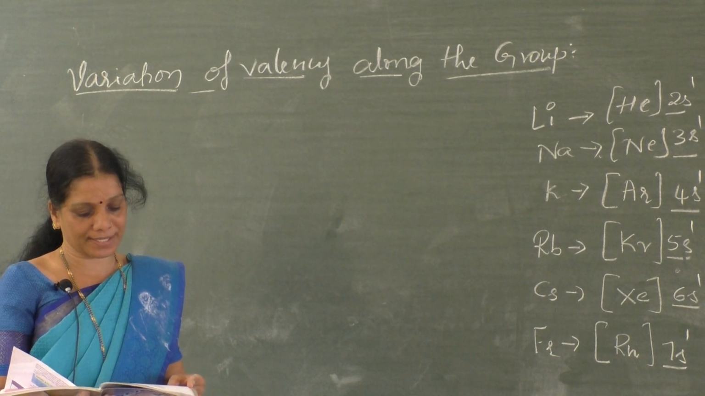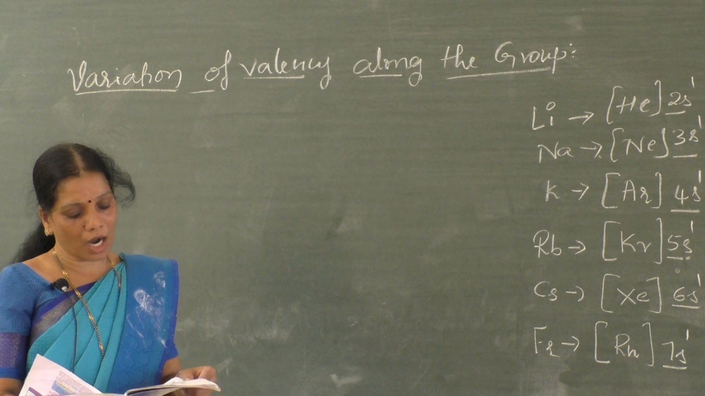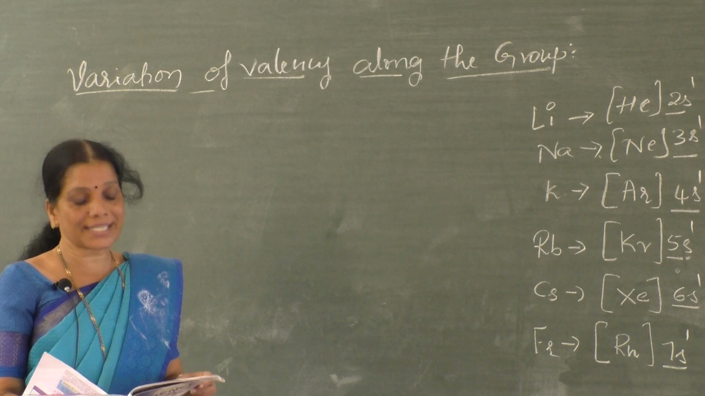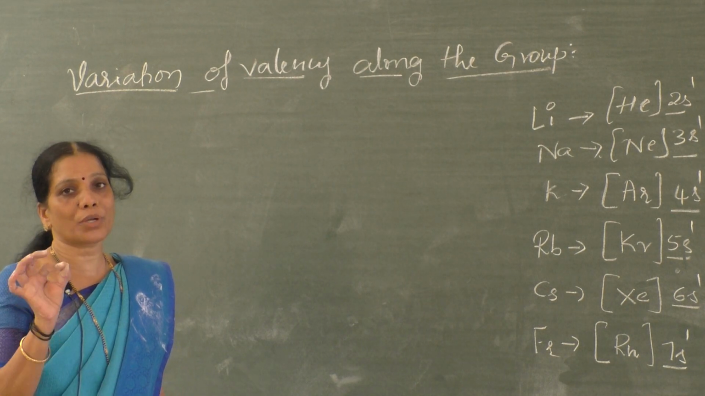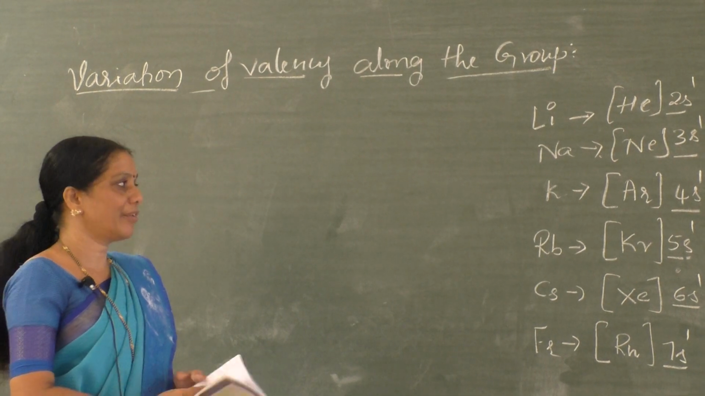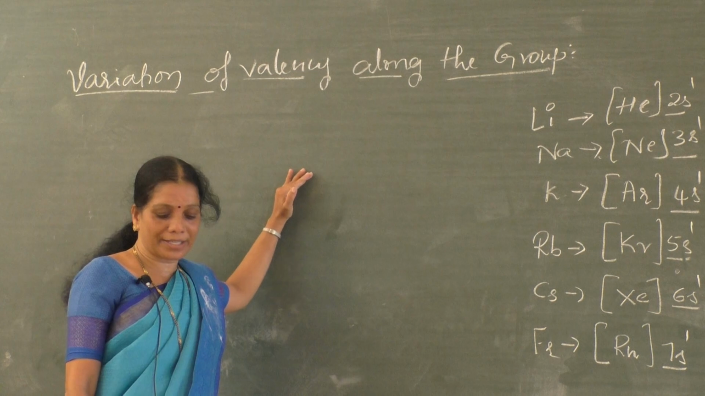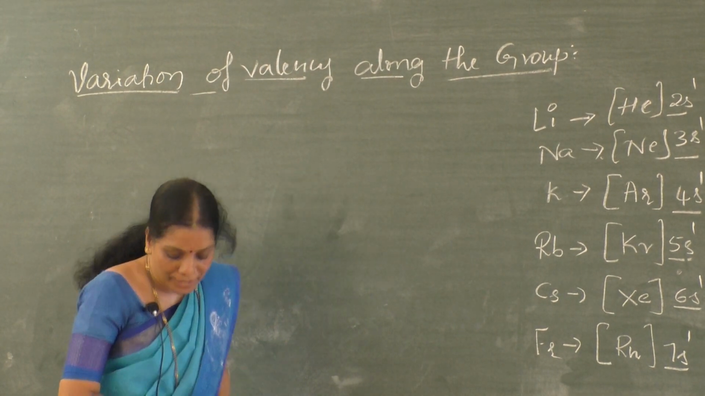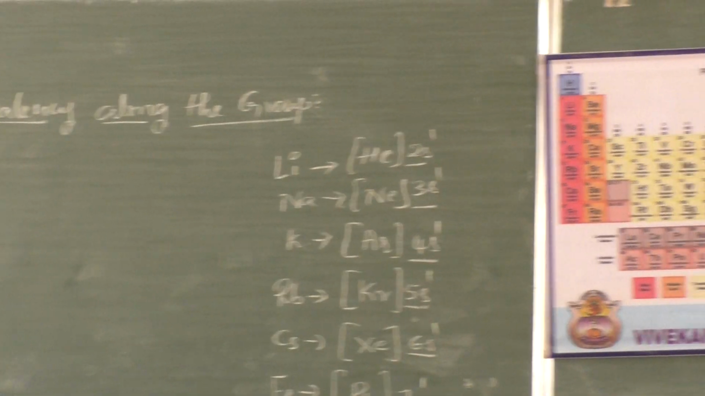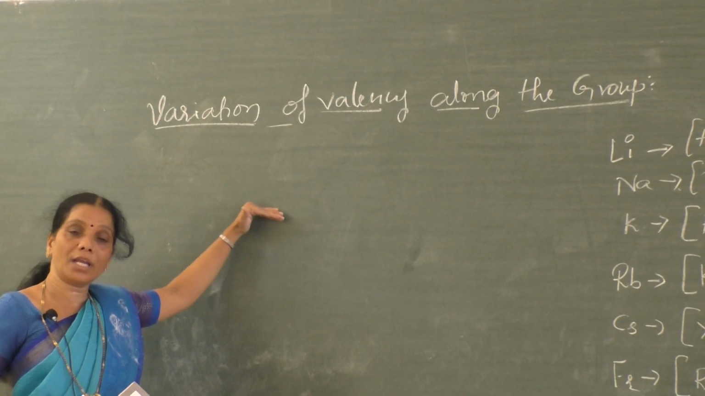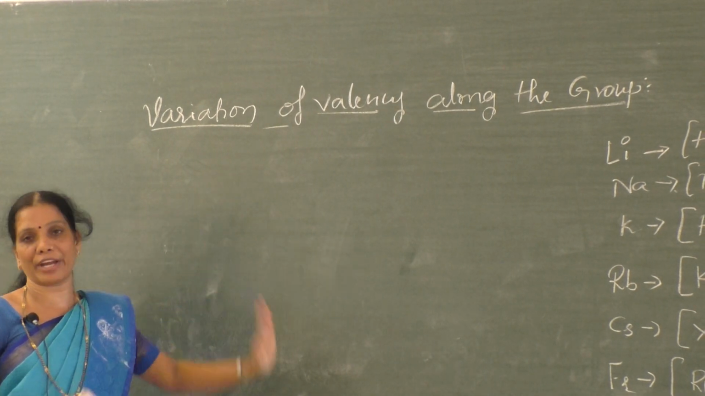The first question is, how do you calculate the valency of an element from its electronic configuration? We have studied that now, isn't it? That is by observing the number of valence electrons. We have to write the electronic configuration. By using the electronic configuration itself, we can find out the valency.